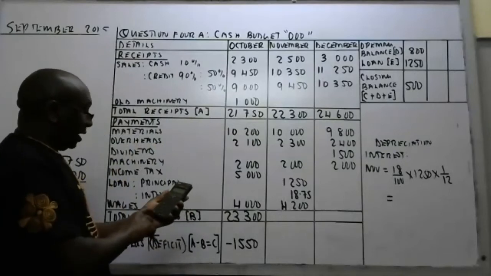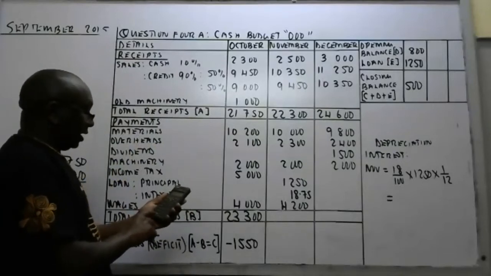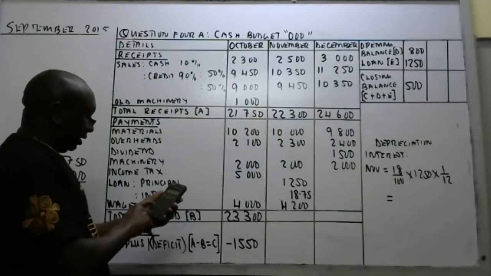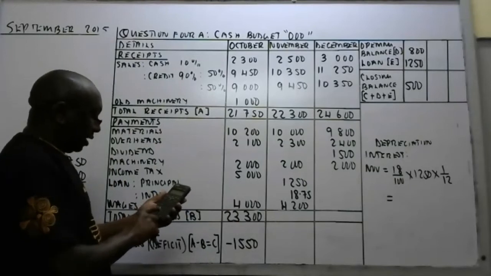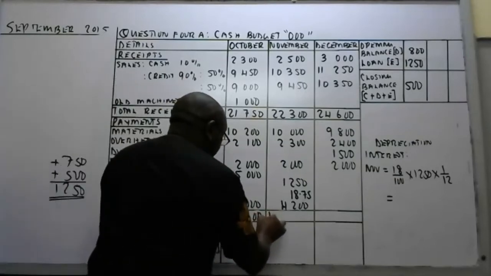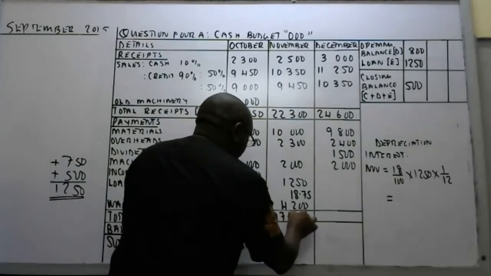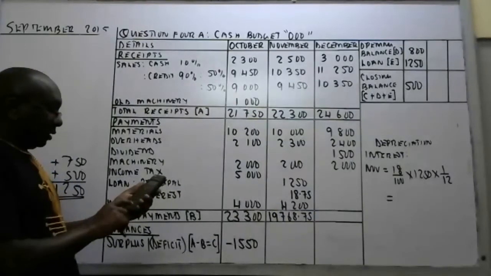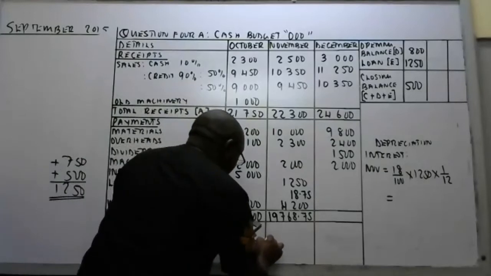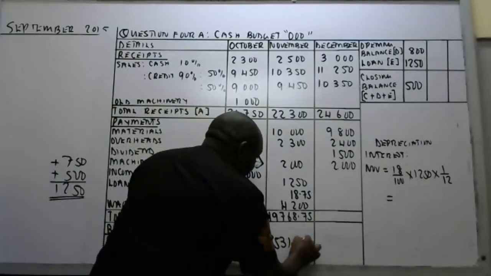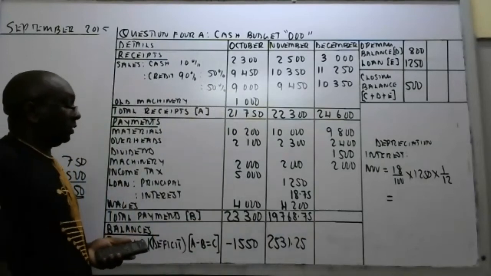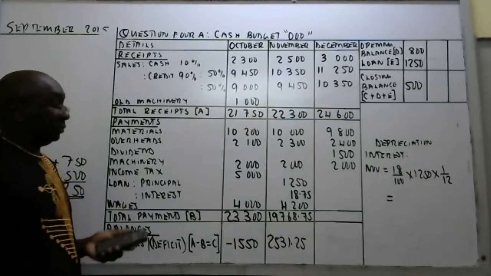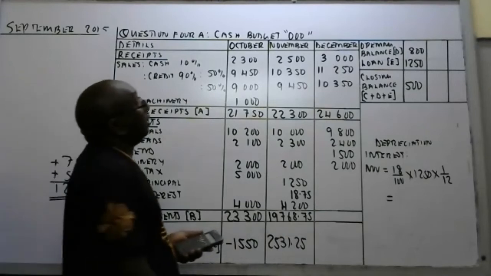So now we want to add 10,000 plus 2,300 plus 2,000 plus 1,250 plus 18.75 plus 4,200. You got 19,768.75. So subtract that from 22,300. I'm getting 2,531.25, which is positive. Is that okay, Abigail? Yeah.